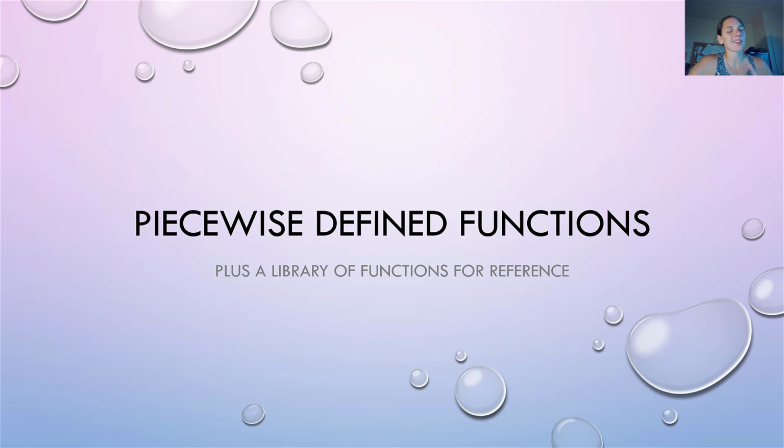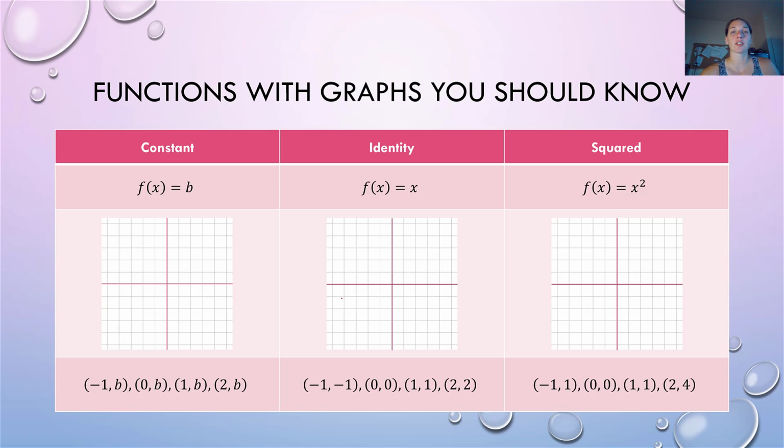So this lesson, thankfully, is a little bit shorter. It's all about piecewise defined functions. So we have several graphs, 9 of them actually, that we want to know what they look like on sight. As soon as I see this is the shape that I'm thinking of, because we're going to take these basic functions and we're going to move them around.